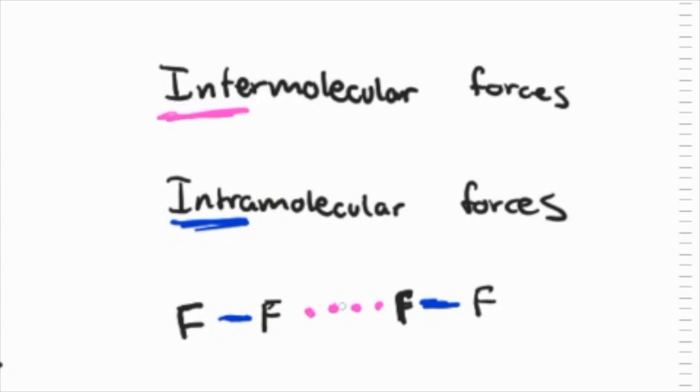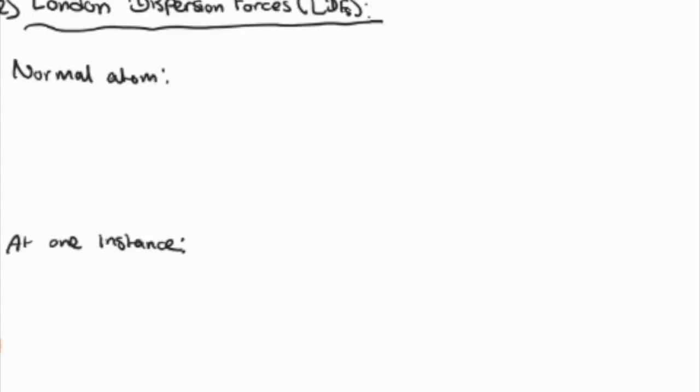The pink here shows intermolecular forces, the attraction between the molecules, and the blue represents the intramolecular forces, which are the covalent bonds within the F2. Now, focusing on intermolecular forces specifically, there are basically three types. Firstly, there's London dispersion forces.